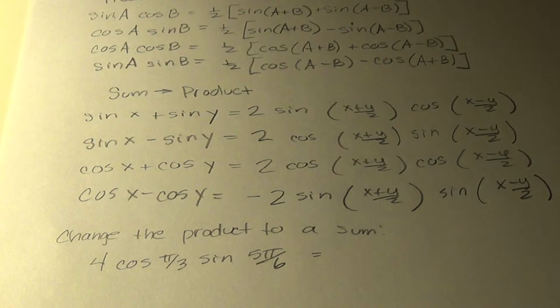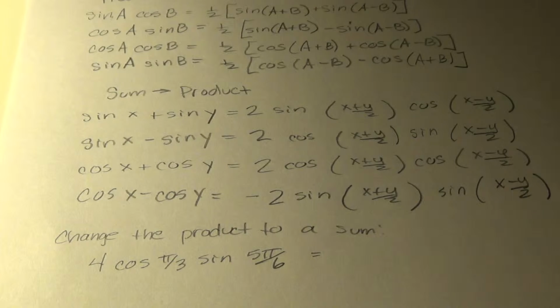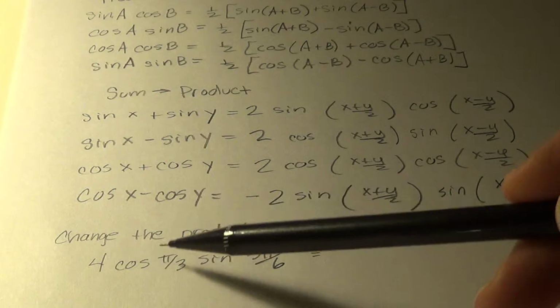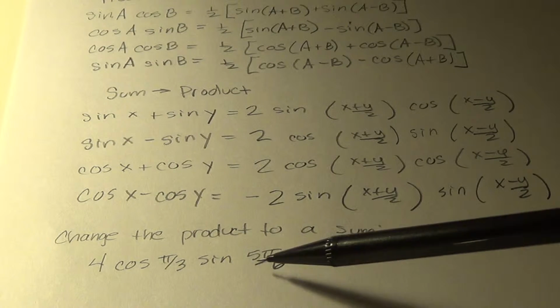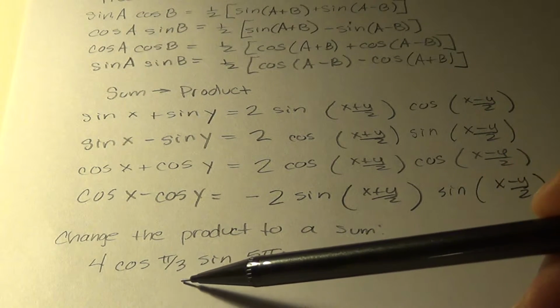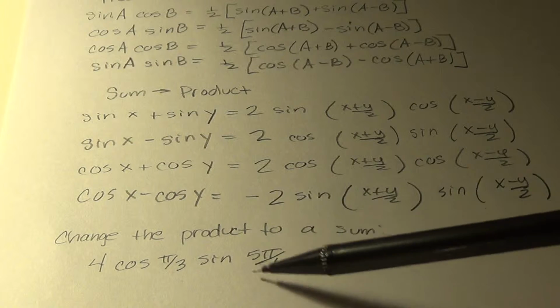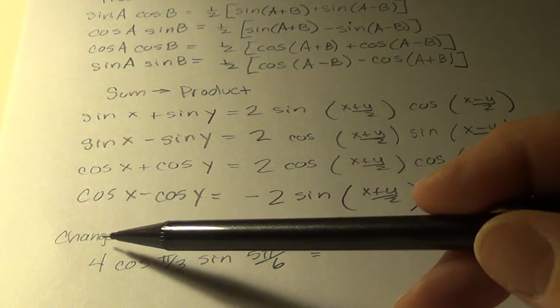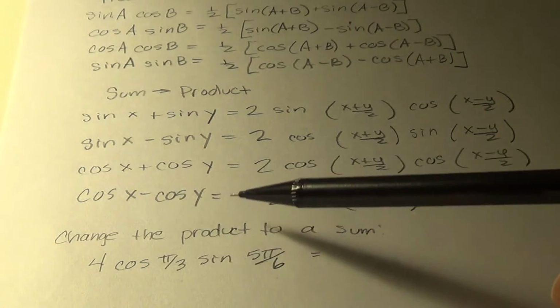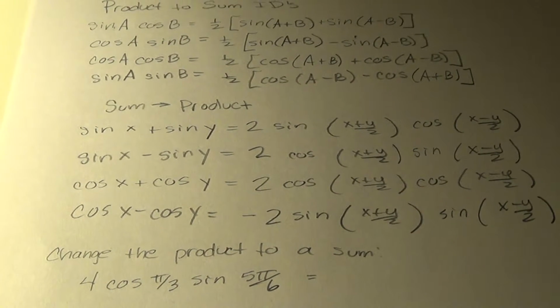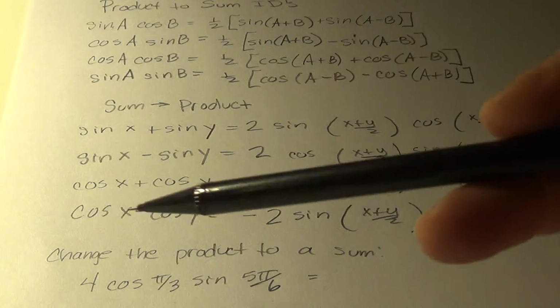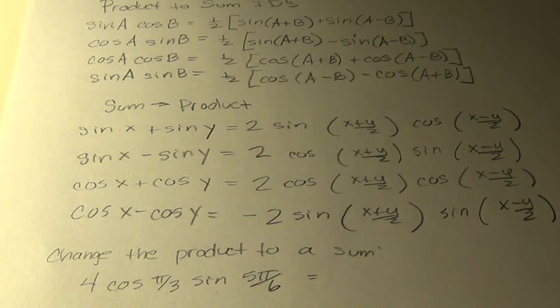So here's how we will use those in the assignment. We have 4 cosine pi over 3 sine 5 pi over 3. And we know how to simplify that. It's on the unit circle, and so is that. But the command is different here. It says to change the product to a sum. So we're going to have to go up here and find a product to sum where there's a cosine sine.